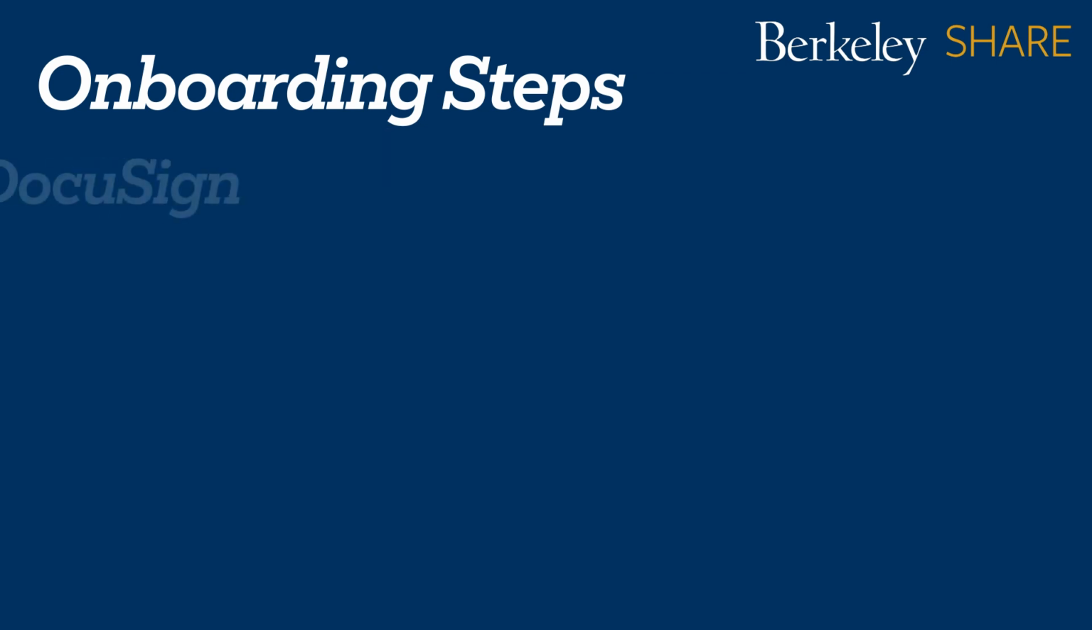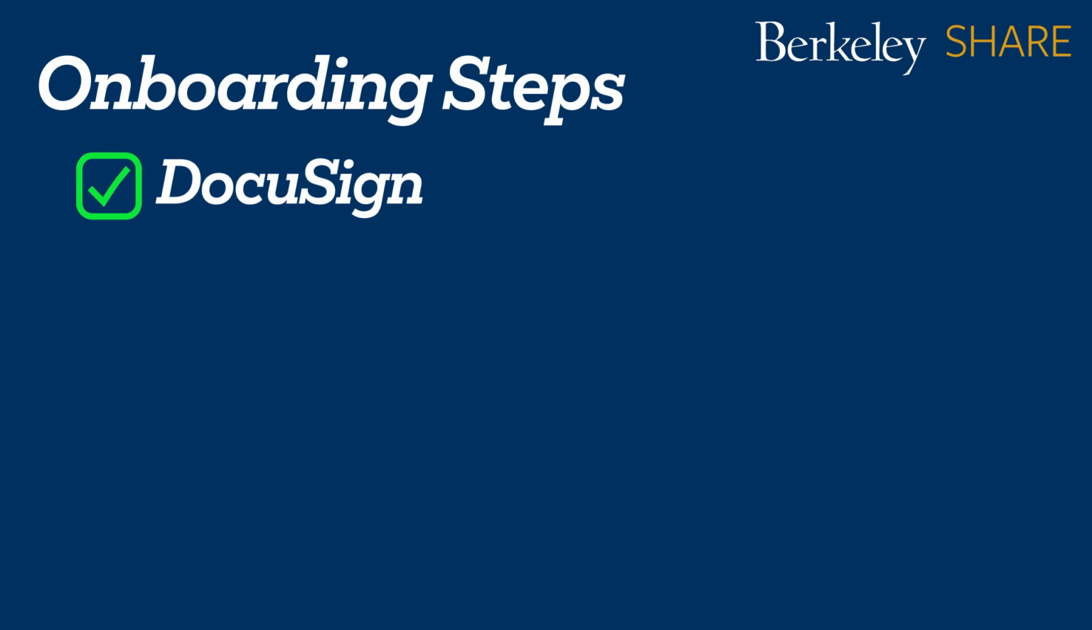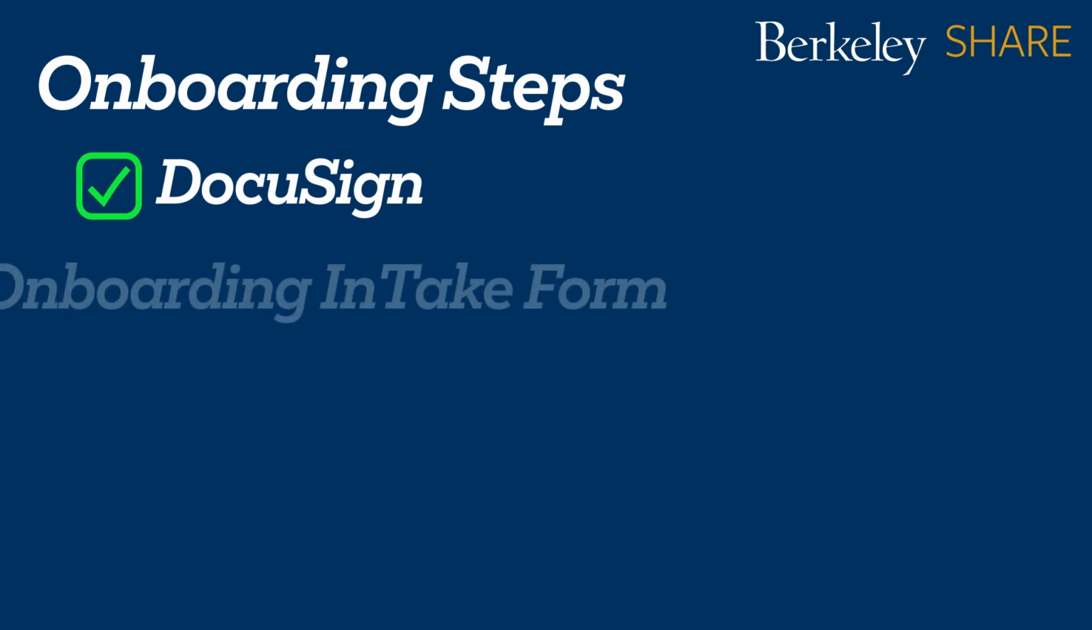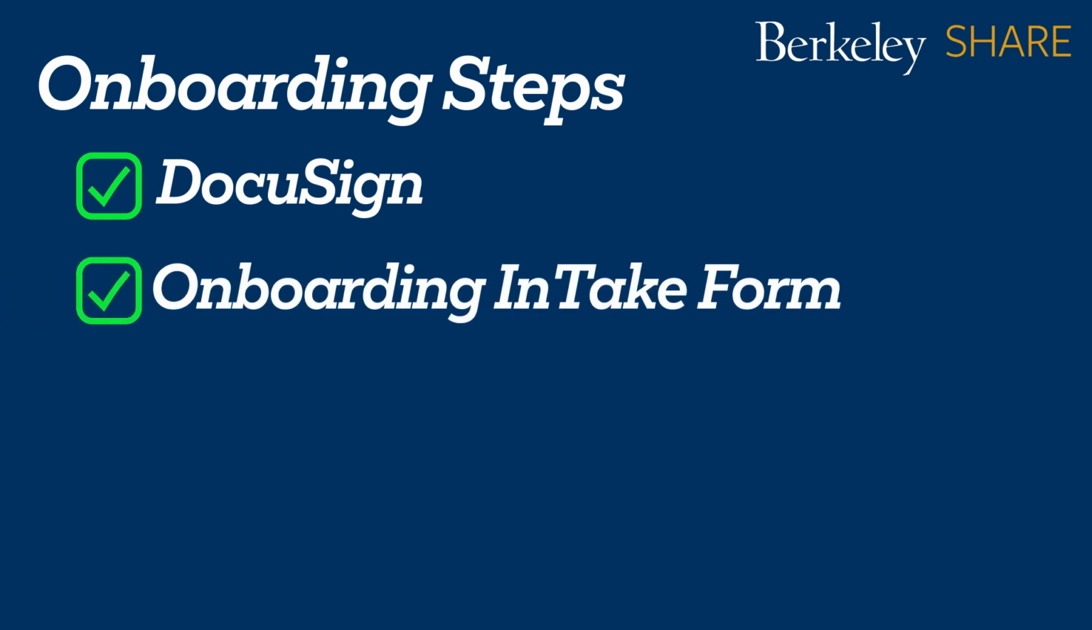After you have completed your DocuSign, and if it has been determined by our onboarding team that you're required to complete a Form I-9, you'll be asked to fill out our onboarding intake form. The intake form will ask you to provide an authorized representative. An authorized representative is any person of your choosing who will review and verify your I-9 documents. This person does not need to be employed or affiliated with UC Berkeley. It can be anyone of your choosing.